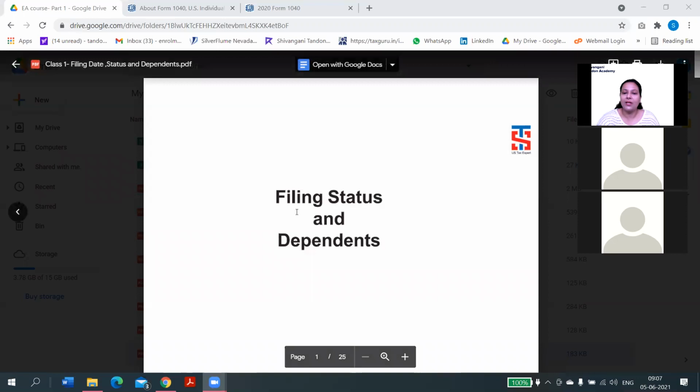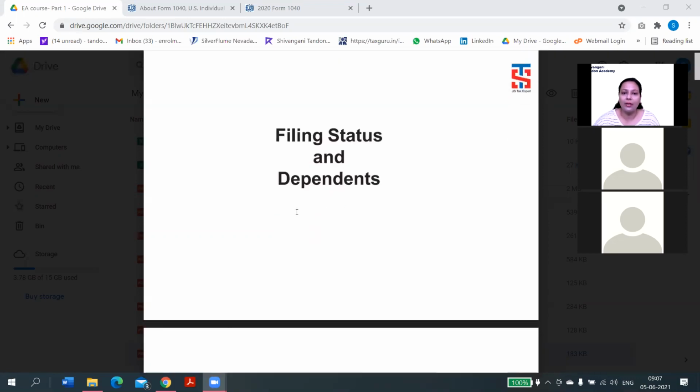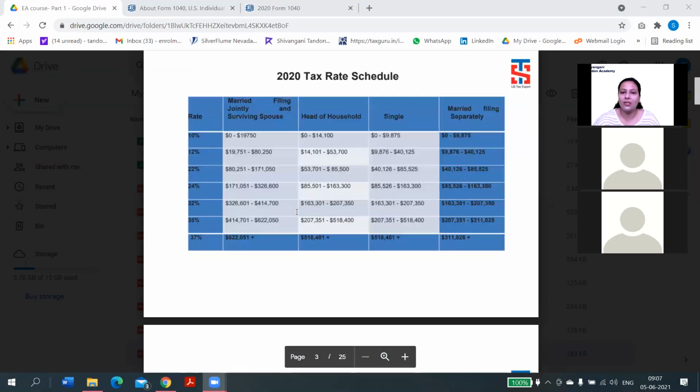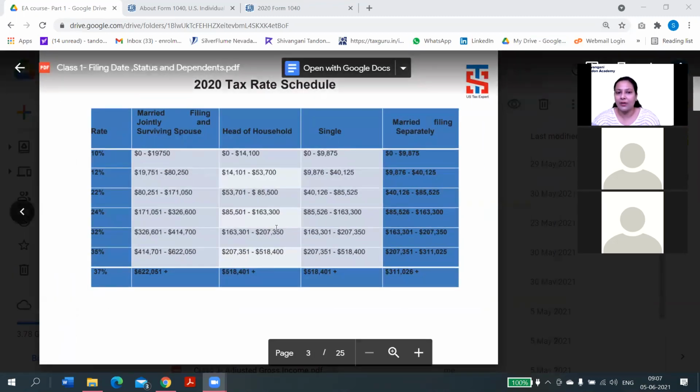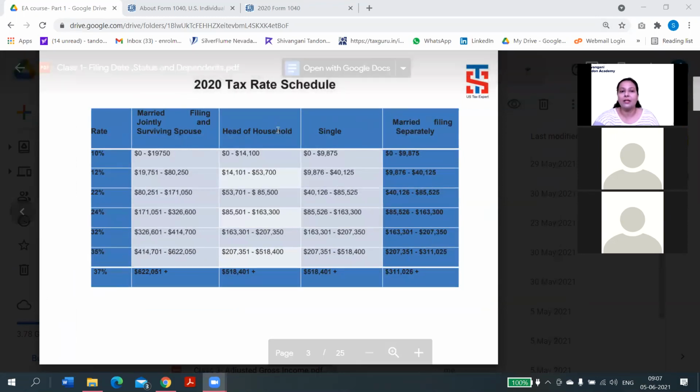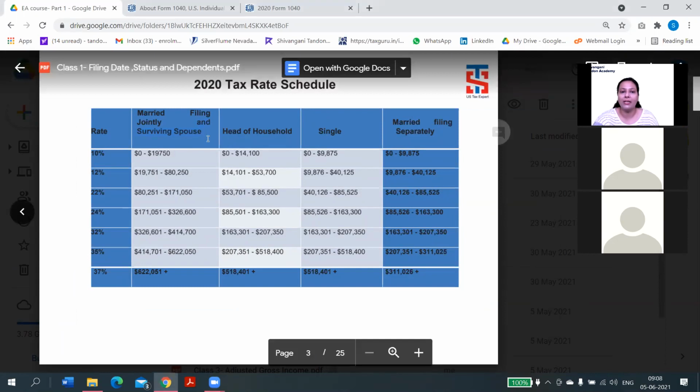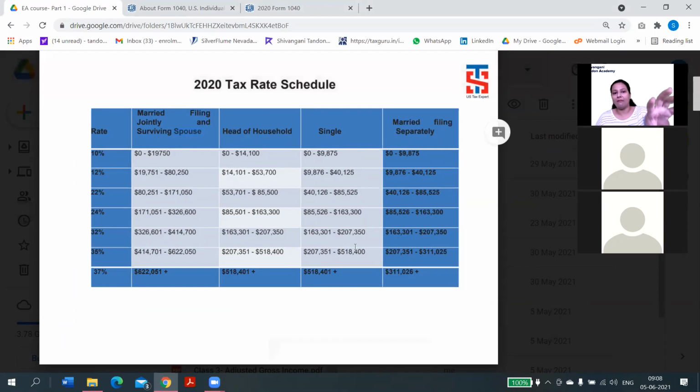So next is filing status and dependents. We'll learn about it. And why I was focusing on the filing status so much, guys, you can see it here. These are the tax rates of the different filing statuses. MFJ, married filing jointly, and surviving spouse, which basically means qualifying widow, have a different income range and their tax rates are different compared to single, married filing separately, and head of household.